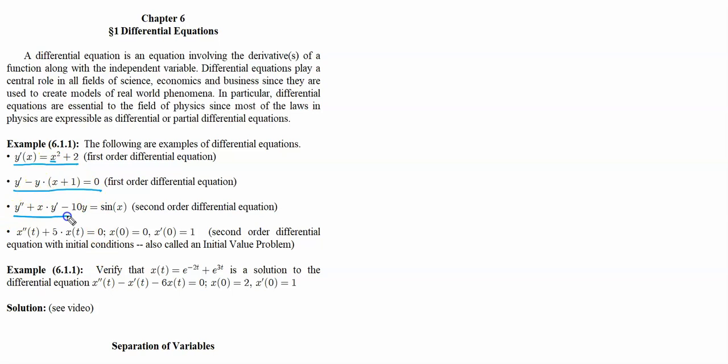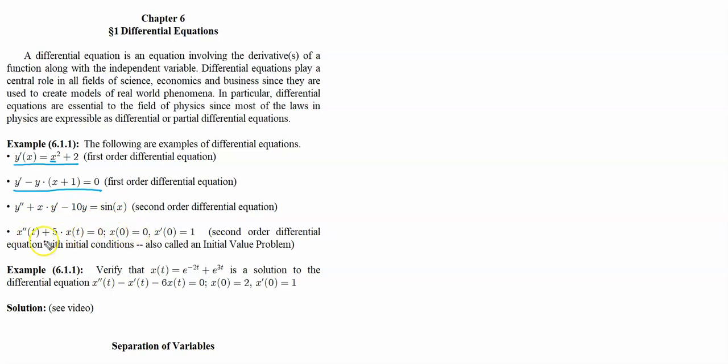Here's an example of a second order differential equation. It's called second order because notice we have the second derivative of the function y that we would like to solve for. And then we have the first derivative here multiplied against the independent variable x. And then over here is just the function y. And then over here on the right-hand side of the equation we have another function of the independent variable x. So this is called a second order differential equation.